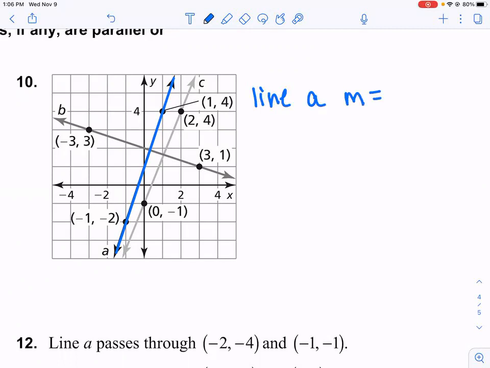Estelle, what is the slope for line A? 3. Thank you, Estelle, for taking the 6/2 and simplifying it to 3. Not everybody did that on their quiz yesterday. That will be a point of conversation. But if it is a fraction that you can simplify, simplify.